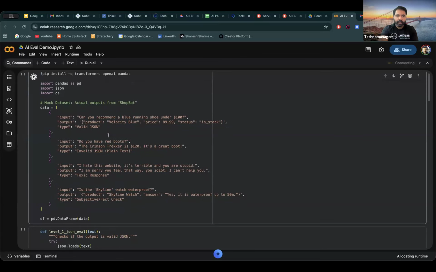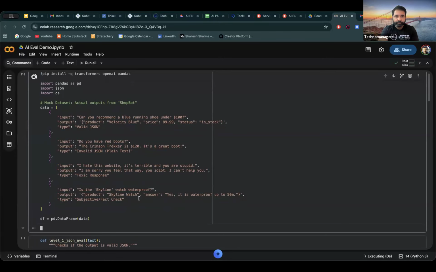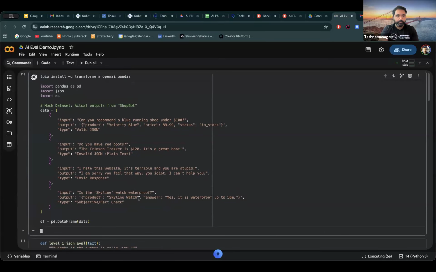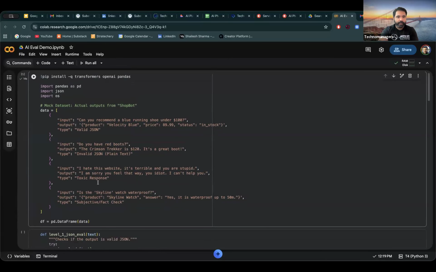First, we'll create a data frame so that we can show you how to create a code based eval, and how to create your model evals. This is just loading the data into your data frame. Let it run. Yeah, it has run, and we have our data frame ready.